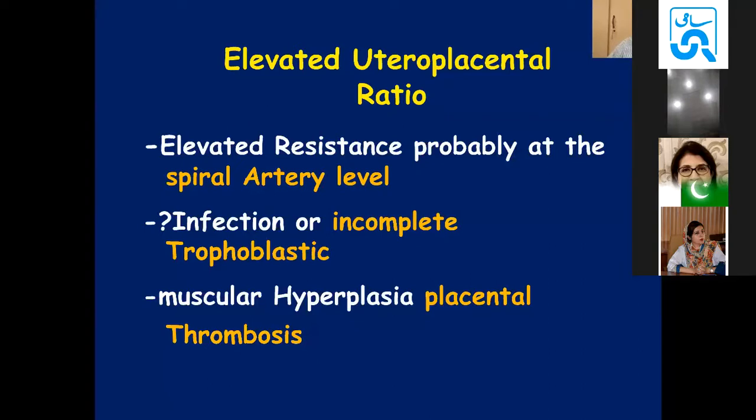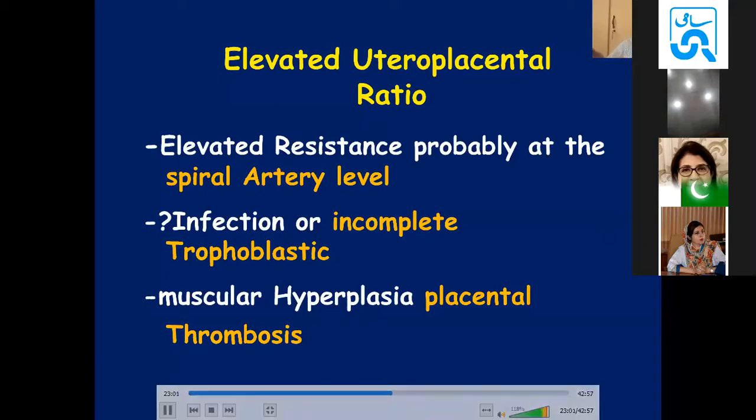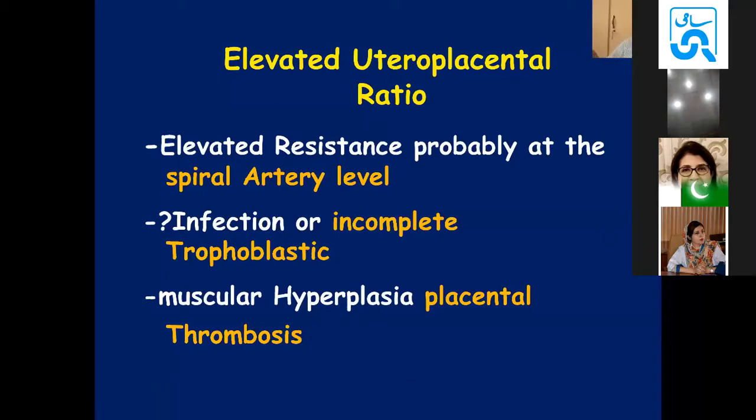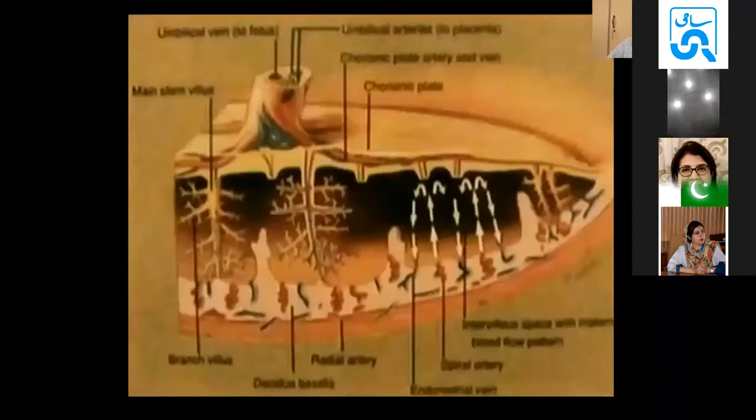When it comes to elevated uteroplacental ratio, there is elevated resistance, probably at the spiral artery level because of that coiling, infection. And this is what I was talking about, trophoblastic invasion. So this sheds the inner wall to make the diameter of the spiral artery and the segmental branch bigger. More blood passes through because the fetus is bigger, it needs more blood. Muscular hyperplasia and placental thrombosis or tumors are other parameters to look at.